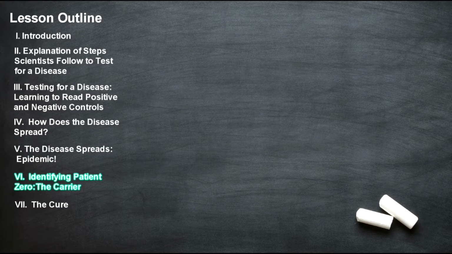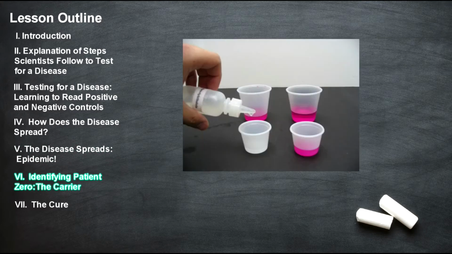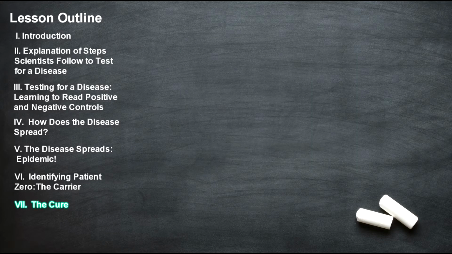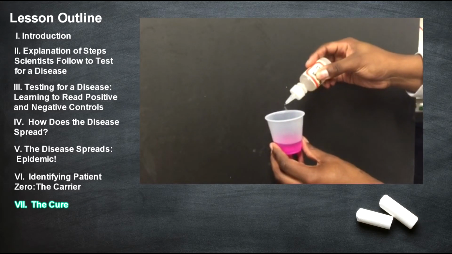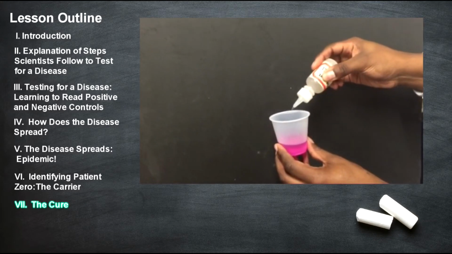Part 6. Patient 0. Add indicator to each cup to see who is infected. Add indicator to the small cups of the infected students to locate patient 0, which should be the VSVS member. Part 7. The cure. Explain to students how diseases can be stopped, then add 0.2 molar HCl to the cups of the infected students to cure them.